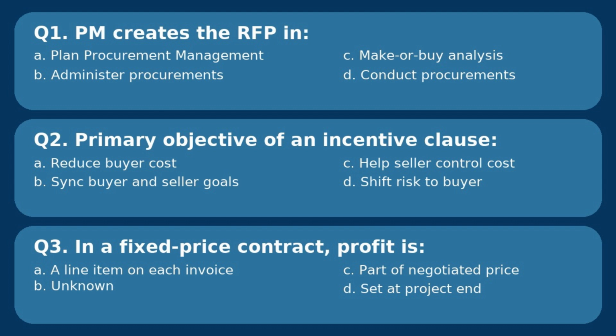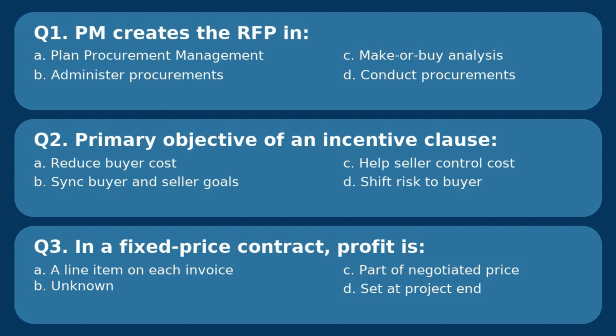Procurement has two big halves. Plan equals design the game, conduct equals run the game. When you create procurement documents, RFP, RFQ, SOW, draft contract, you're still planning how you will buy. You haven't sent anything to the market yet. You are deciding what are we buying, what is the scope, what are the selection criteria, what contract structure. That's all plan procurement management.